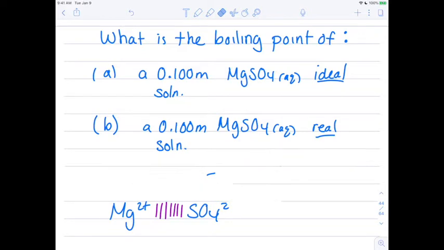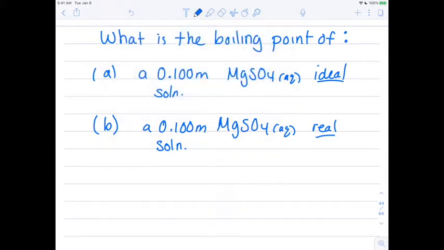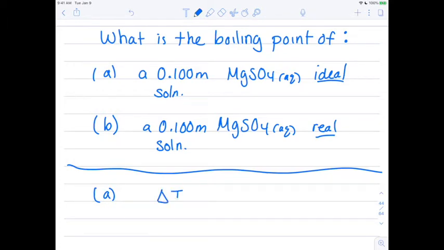Okay. Would anybody like some more time to copy down the problem? All right, so let's go ahead and start, and I'm going to start with part A. And so part A is the change in temperature equals K times molality. And I'm going to put in the b's here.